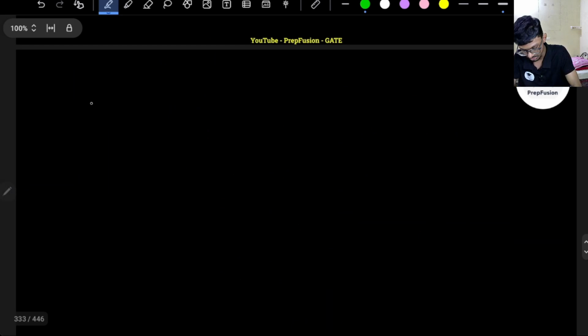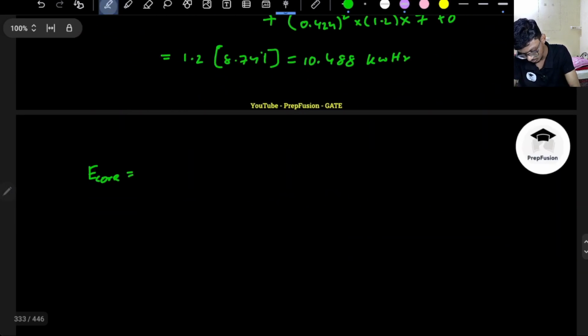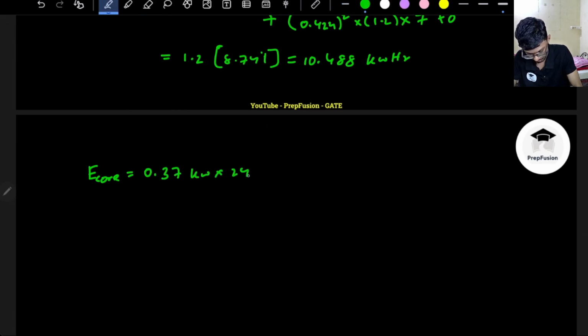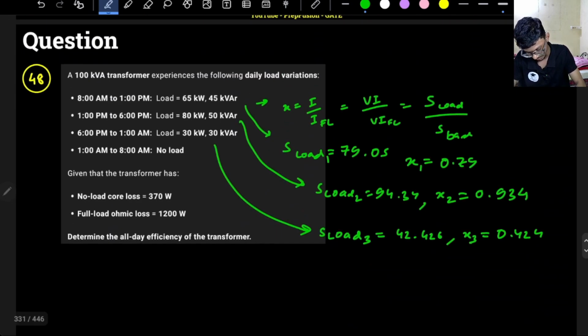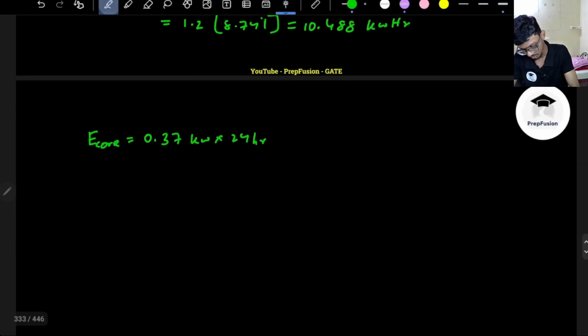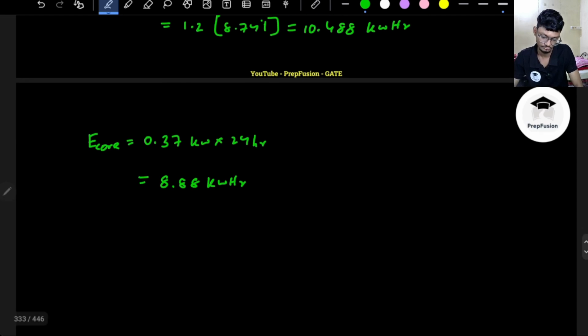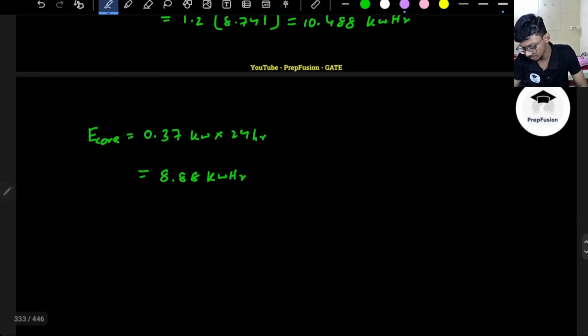What is the core loss? Core loss is very simple, right? Core loss, E core will be like, how much kilowatt is it? It is 0.37 kilowatt into 24 hours, because it is an all day efficiency. Because if you add up the time, right, if you see I'm starting from 8 am and ending at 8 am, so it is whole of 24 hours. So this value will be 0.37 into 24, this comes out to be 8.88 kilowatt hour. Okay, so it is 8.88 kilowatt hour.